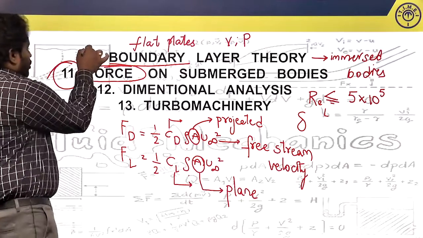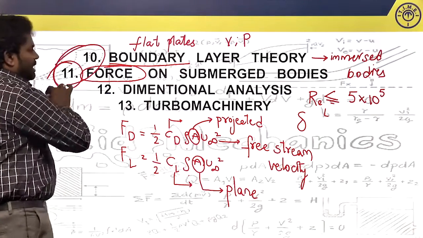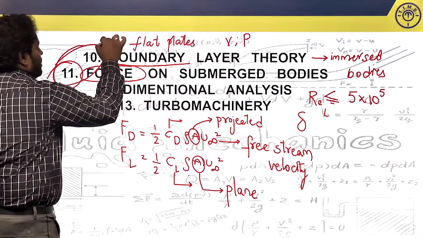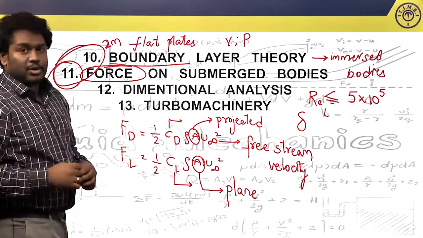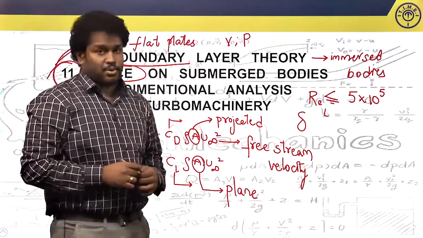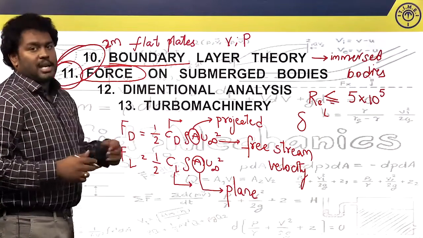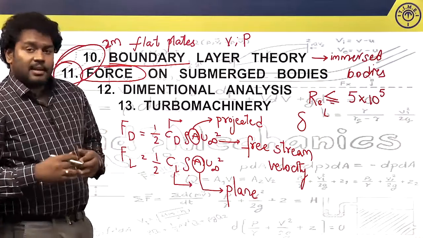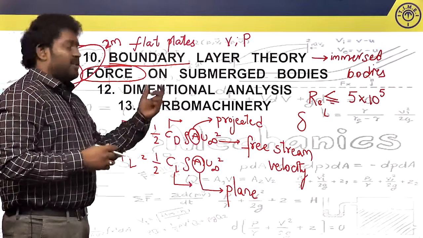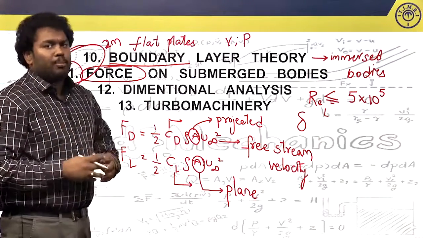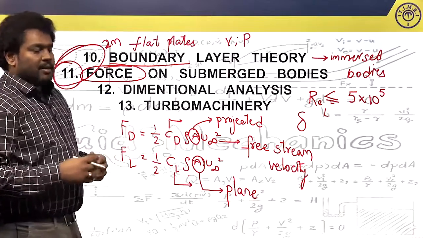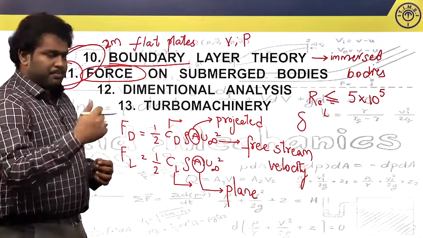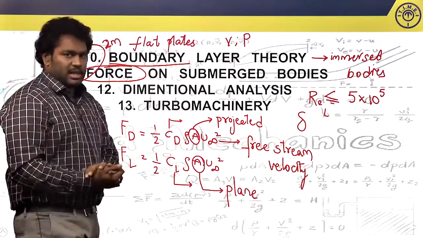Taking forces on submerged bodies and boundary layer, we can sometimes expect a 2 marks question from this part. We can expect a 2 marks question for mechanical stream students taking both the concepts, boundary layer and forces on submerged bodies. Next, the depth of boundary layer theory would be forces on submerged bodies. These are the two components of forces which affect the body when the fluid is flowing on it or the body is being pulled. This is about boundary layer and forces on submerged bodies.